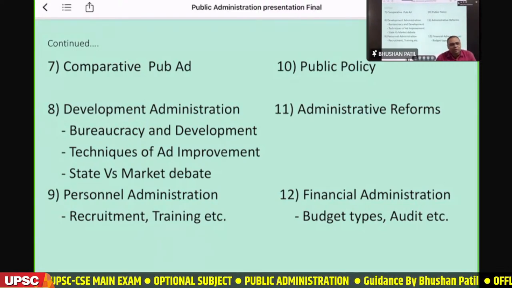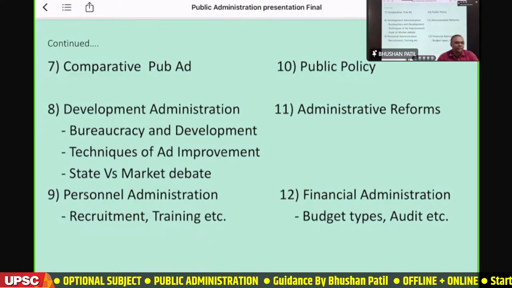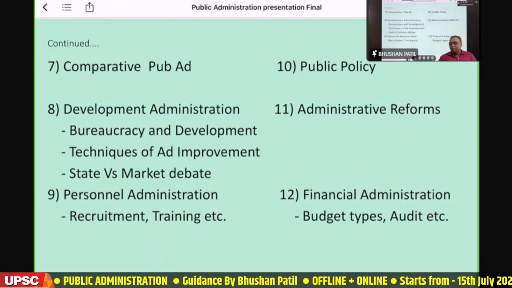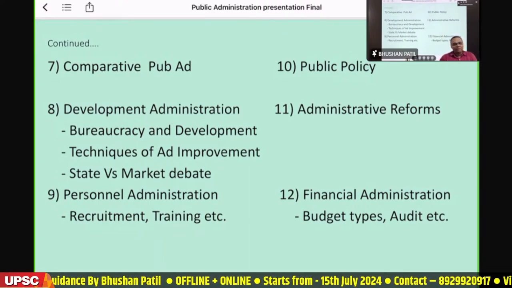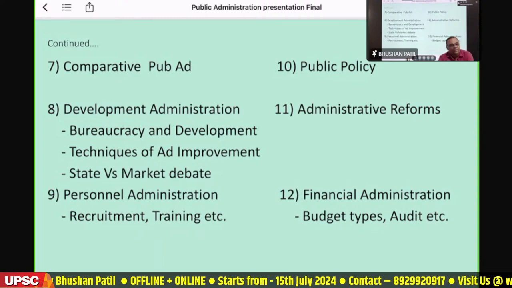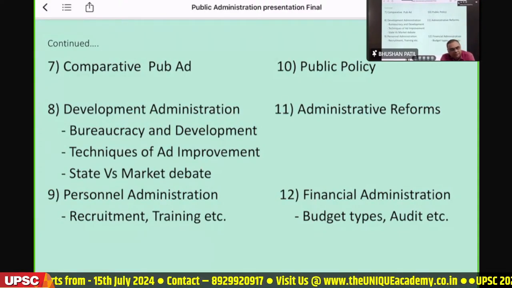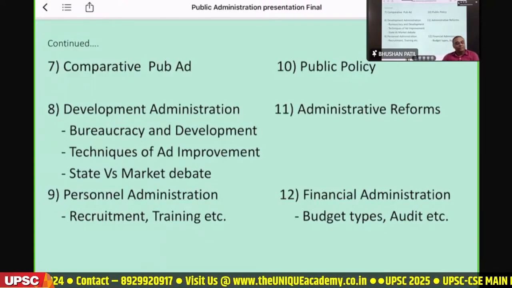But the question arises, why to compare? Because we want to develop administration of developing countries. And that extension is in unit 8, that is development administration. And there are certain topics here like bureaucracy and development. What is the relationship? How bureaucrats help in the development of a particular country. What are the wrong points in the bureaucracy which restrict development? How to improve it, how to bring changes or reforms in development administration or bureaucracy.